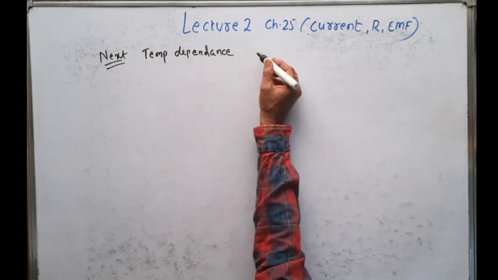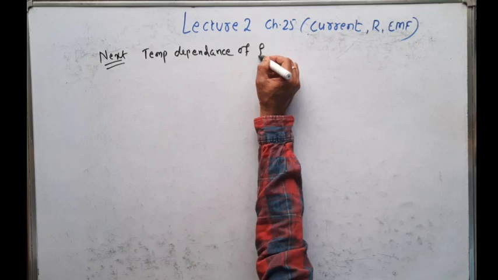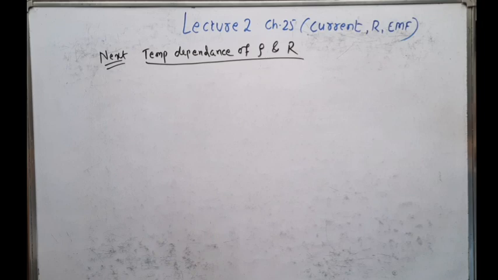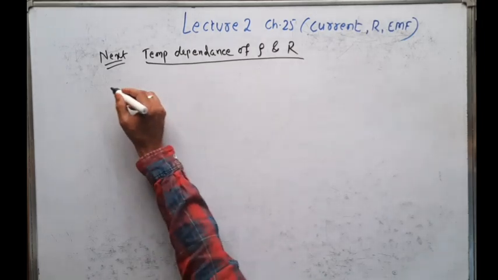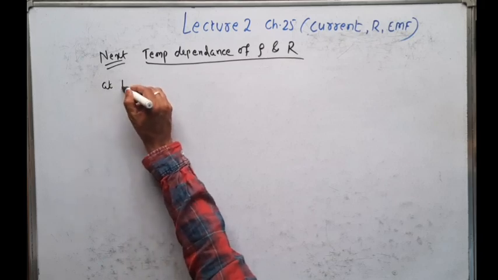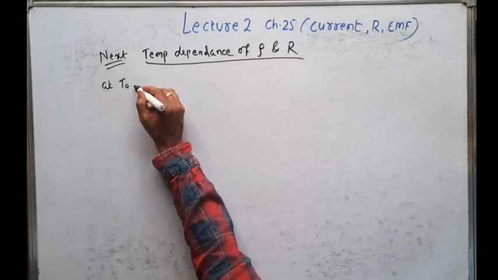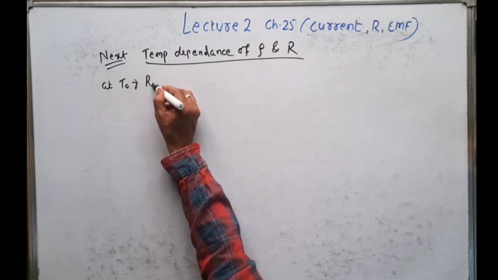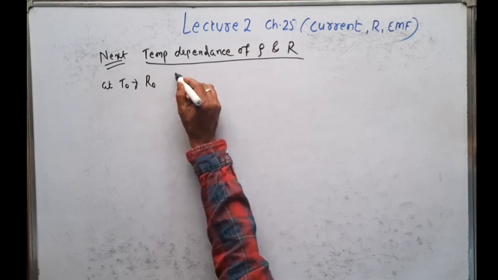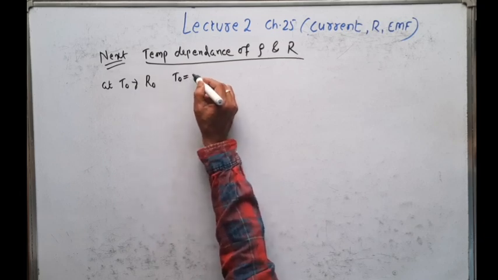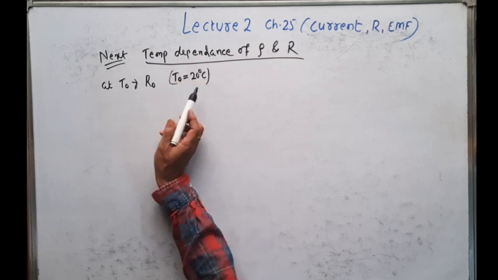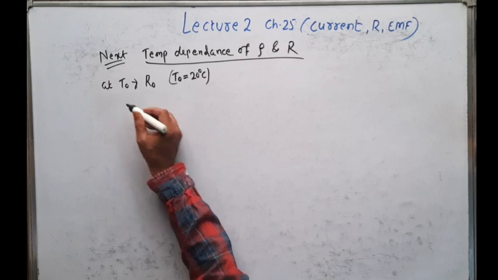Temperature dependence of resistivity and resistance. How the resistivity or resistance depends upon temperature. Suppose at T naught temperature, the resistance of the conductor is R naught. Generally, the initial temperature is taken to be 20 degrees centigrade. So let at T naught temperature, that is 20 degrees centigrade, resistance is R naught.